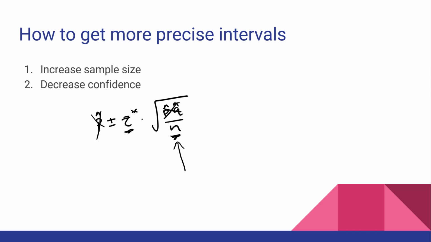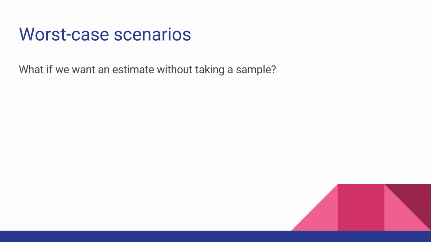Another way is in our n. So this one might not make too much sense logically at first, but if you look at it from a mathematical perspective, if you increase your n, then your denominator over here will get really, really big. If your denominator gets big, then your p-hat q-hat over n gets really small because n is in the denominator. Now that would make the square root of p-hat q-hat over n also a small number, thus making the entire margin of error a smaller number, and therefore giving you a more precise interval. So increasing sample size and decreasing confidence will get you more precise intervals.